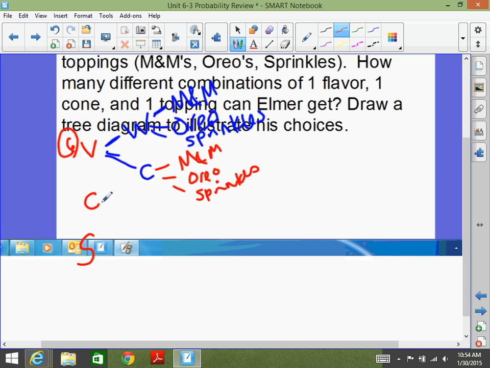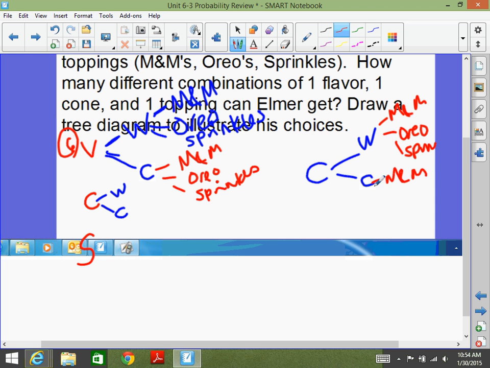Okay, now let's do chocolate. We can do chocolate, we can do waffle or cocoa. I'm about to bring chocolate over here so I have room. And then we could have M&M. So you're doing this on your paper. M&M, Oreo, sprinkles. Or I could have chocolate cocoa cone, M&M, Oreo, sprinkles. That gives us 6 again, right?